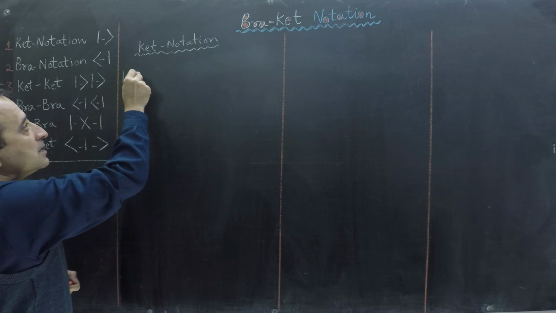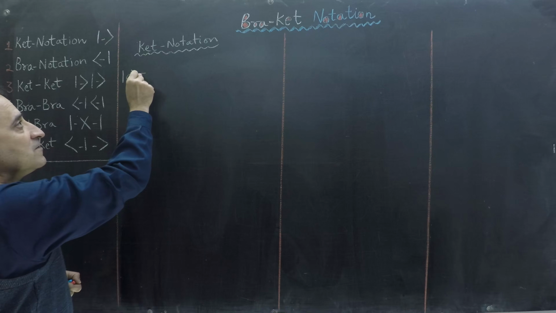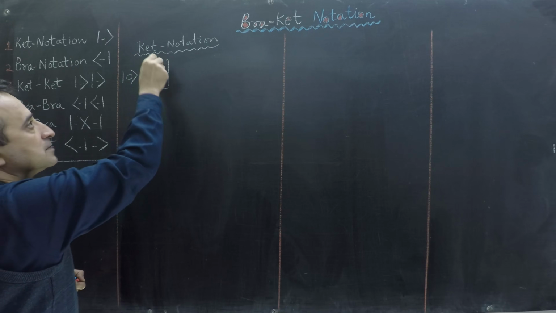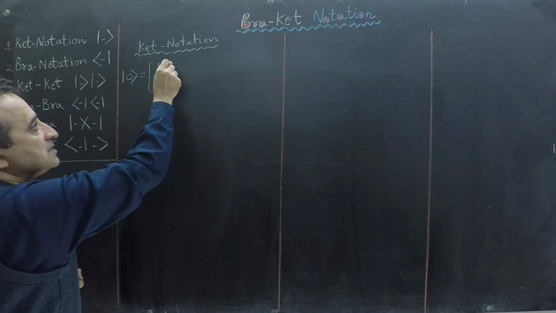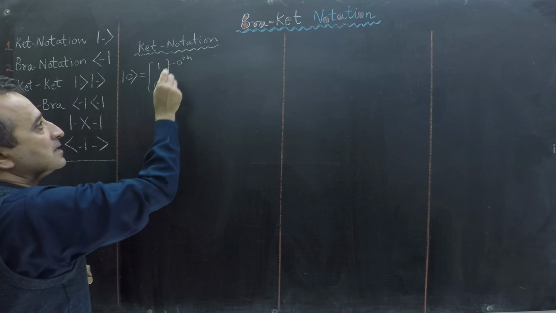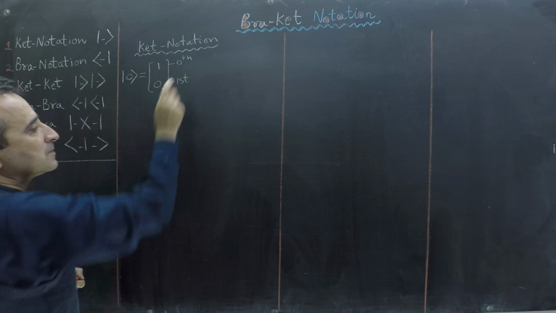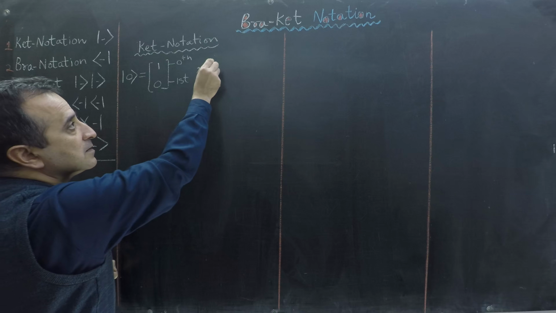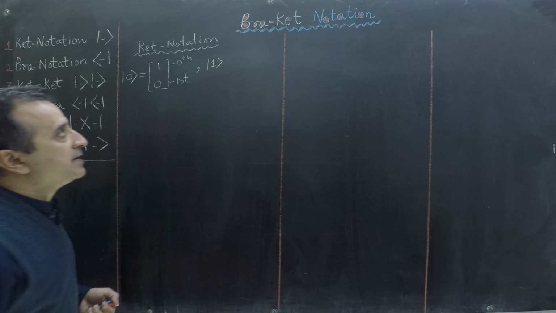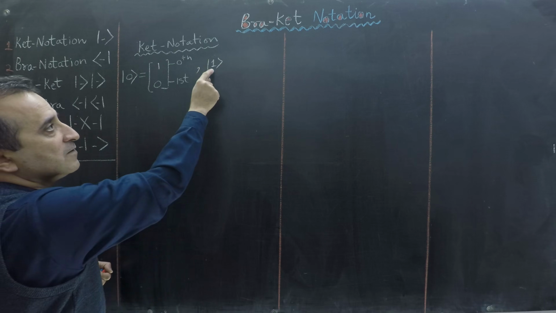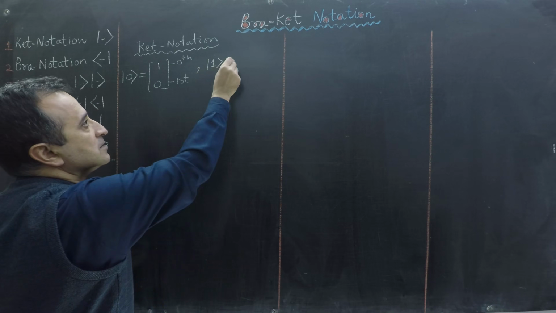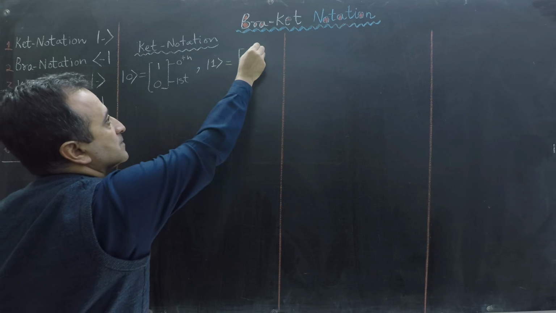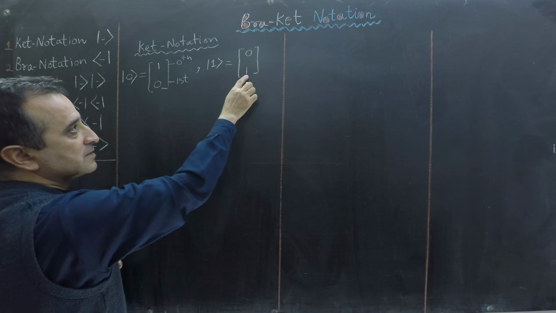Ket0 is defined as a two-dimensional vector whose zeroth location has 1 in it. This is the zeroth location of this vector and this is the first location of this vector. Similarly, Ket1 is defined as a two-dimensional vector whose first location has 1 in it. So in this case, I will have vector 0, 1. This is the first location.